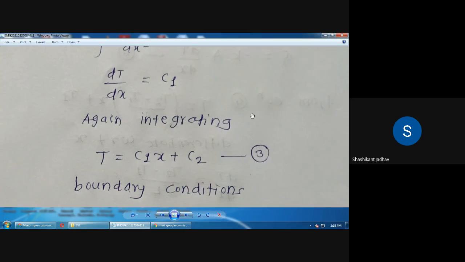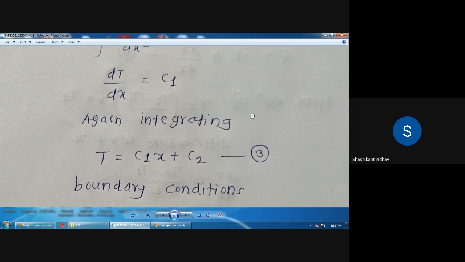Boundary conditions we have to apply, and by using those boundary conditions we have to find out the values of C1 and C2. C1 and C2 are constants, and we have to find out their values by using the boundary conditions. So now we have to see the diagram of the plane wall.